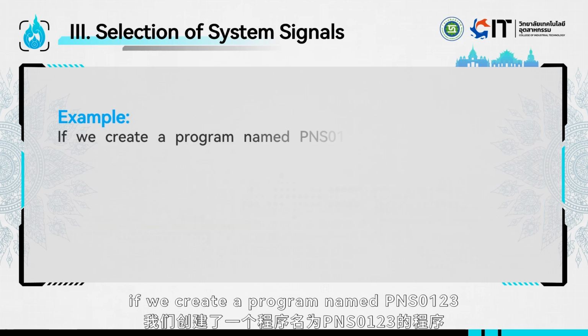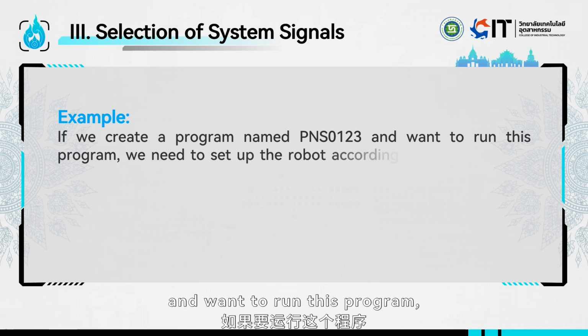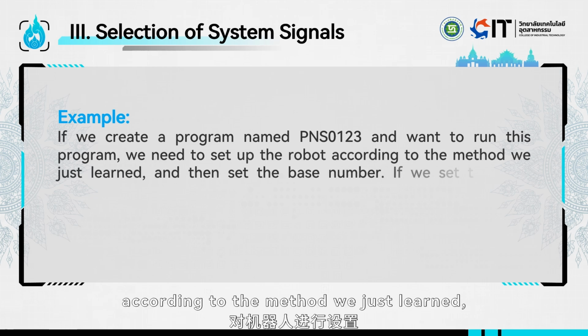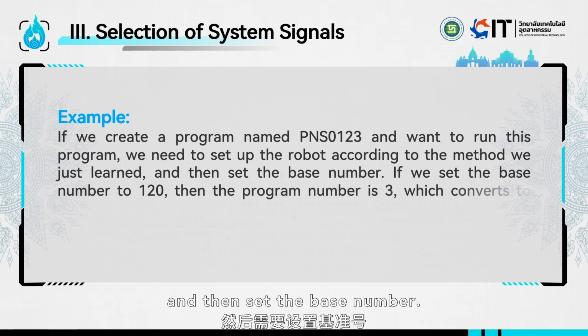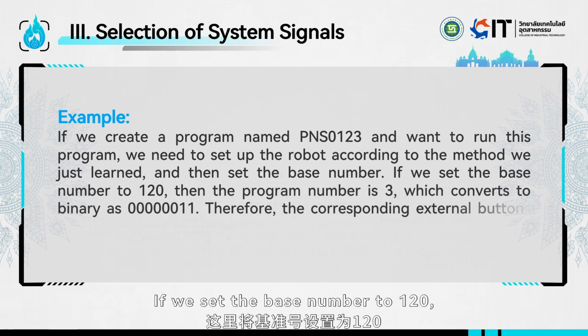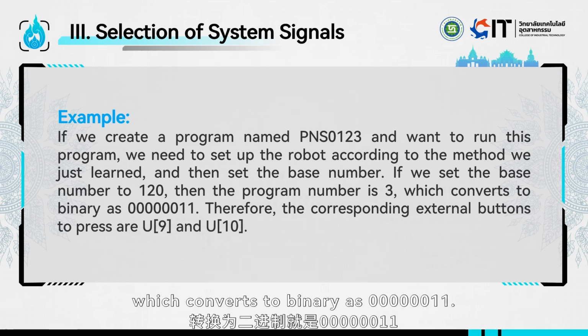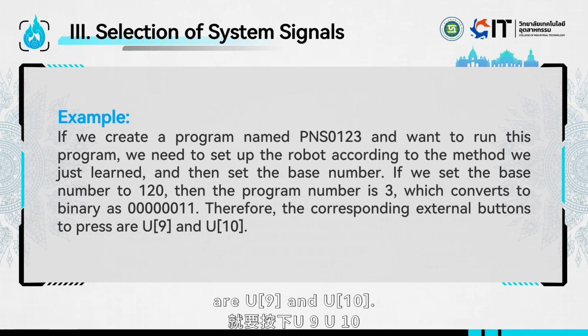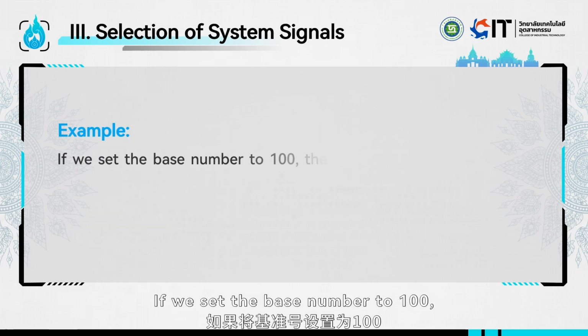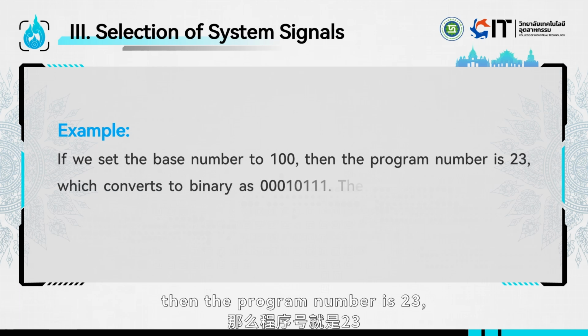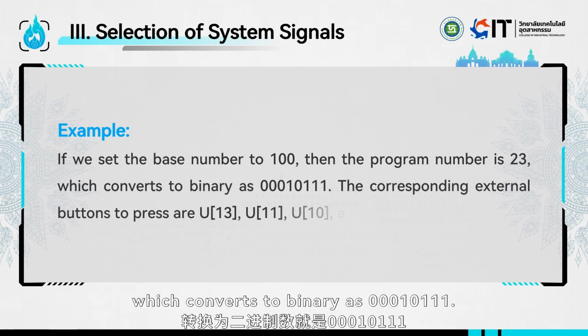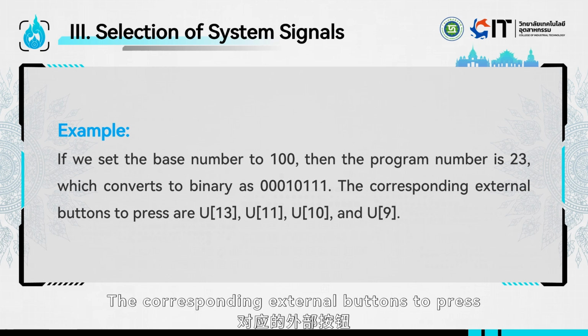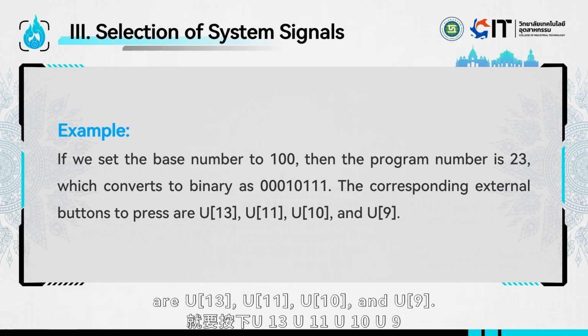For example, if we create a program named PNS0123 and want to run this program, we need to set up the robot according to the method we just learned, and then set the base number. If we set the base number to 120, then the program number is 3, which converts to binary as 00000011. Therefore, the corresponding external buttons to press are UI9 and UI10. If we set the base number to 100, then the program number is 23, which converts to binary as 00010111. The corresponding external buttons to press are UI13, UI11, UI10, and UI9.